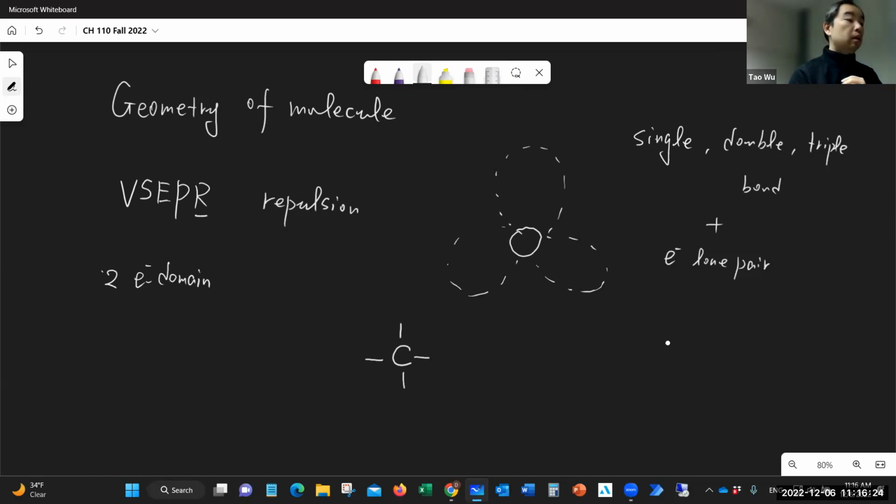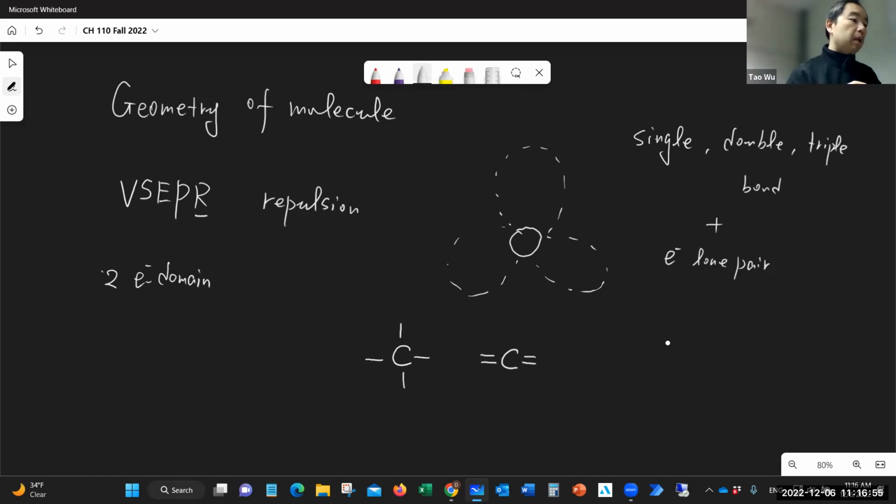But the carbon can also have 2 double bonds, right? If the carbon has 2 double bonds around it, please note that 1 double bond counts as only 1 electron domain. It does not count as 2 electron domains, okay? So in this case, the carbon only has 2 electron domains. They have a central atom, but only 2 electron domains around it.